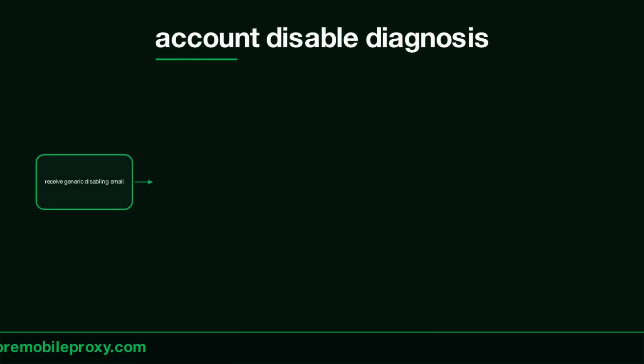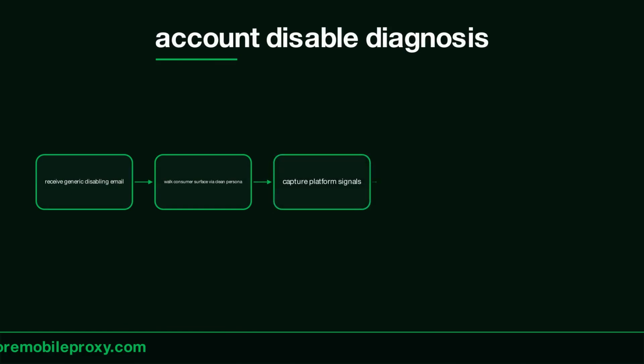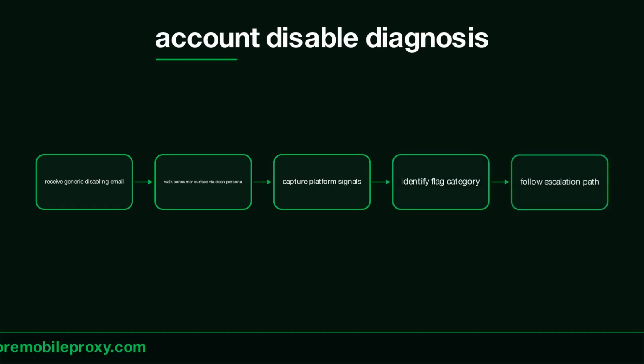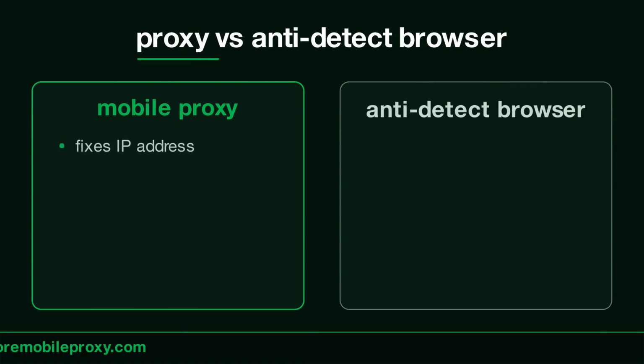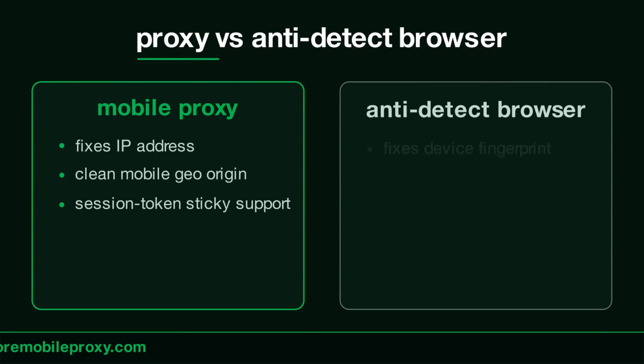Platform fraud diagnosis. When an ad account gets flagged out of nowhere, the disabling email is usually generic: your account has been disabled for violation of our advertising policies. The diagnosis pattern is to walk the consumer-facing surface for the brand from a clean persona, capture what the platform shows, and look for signals: a payment chargeback the platform interpreted as fraud, a website redirect the platform classifies as bait and switch, a fingerprint cluster with a sister account that got hit first. Each finding has a different escalation path.